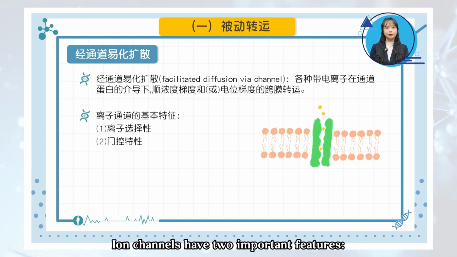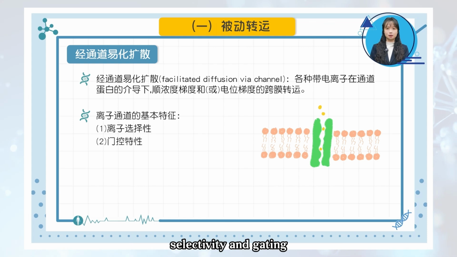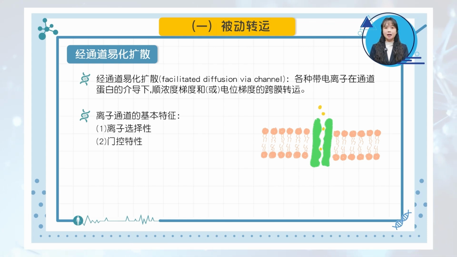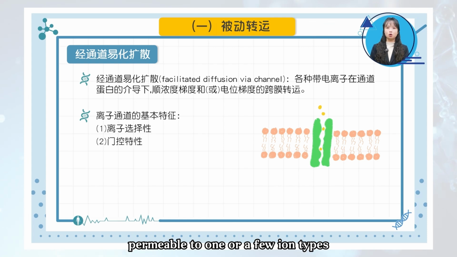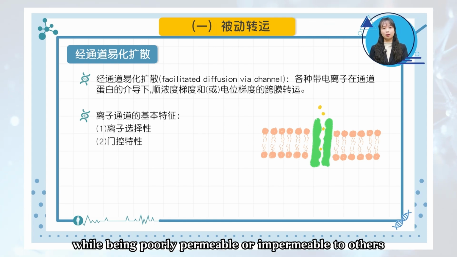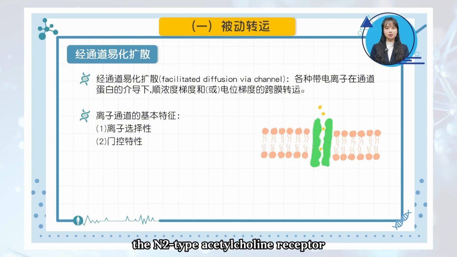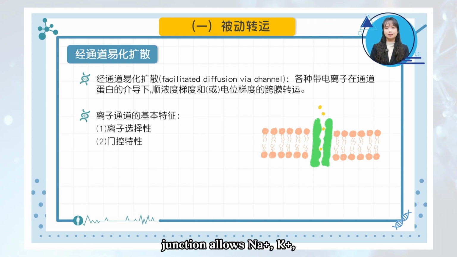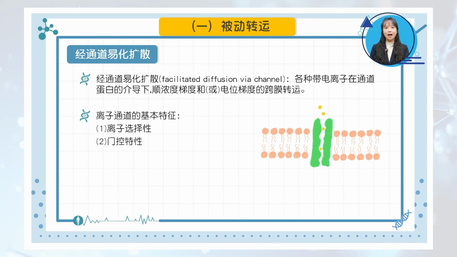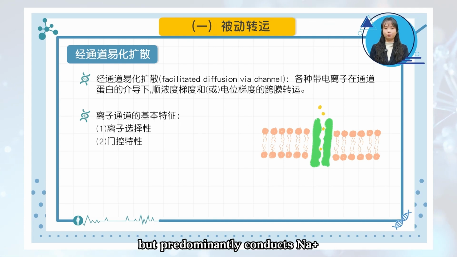Ion channels have two important features: selectivity and gating. Ion selectivity means each channel is highly permeable to one or a few ion types, while being poorly permeable or impermeable to others. For example, the N2-type acetylcholine receptor on the postsynaptic membrane of the neuromuscular junction allows Na+, K+, and Ca2+ to pass, but predominantly conducts Na+.